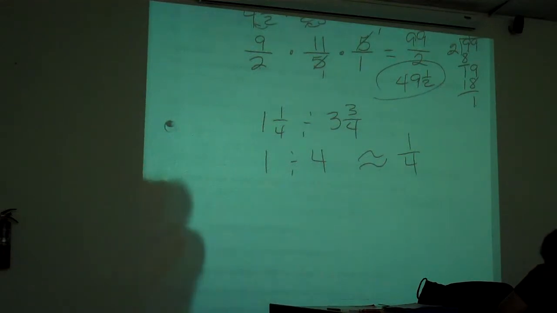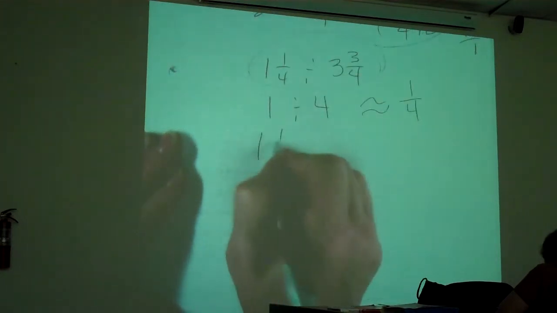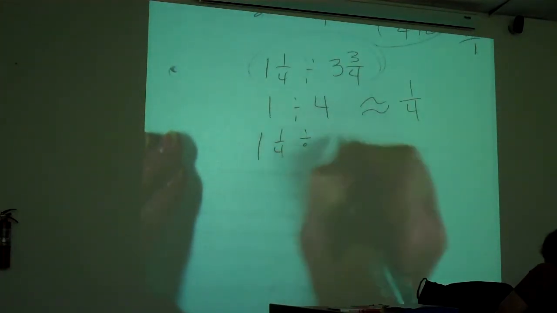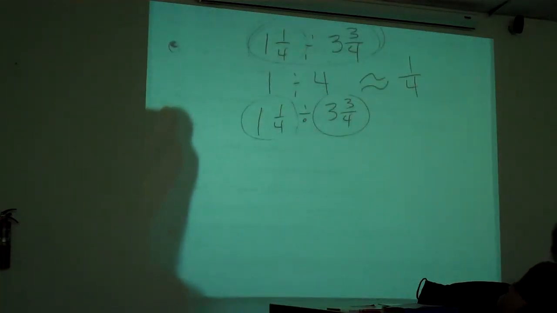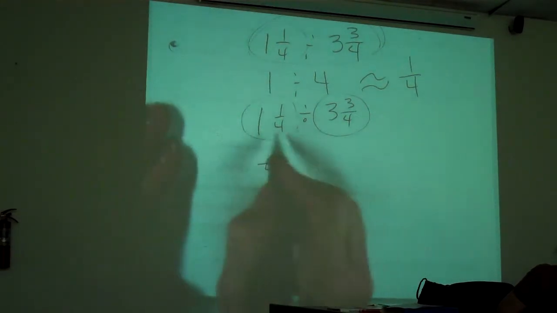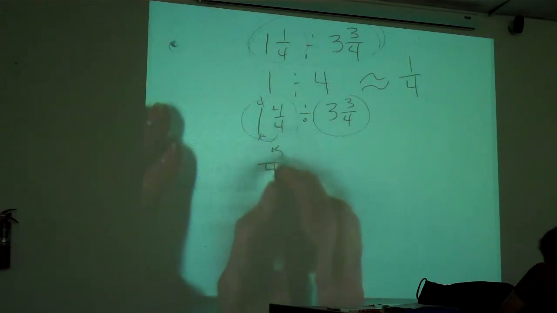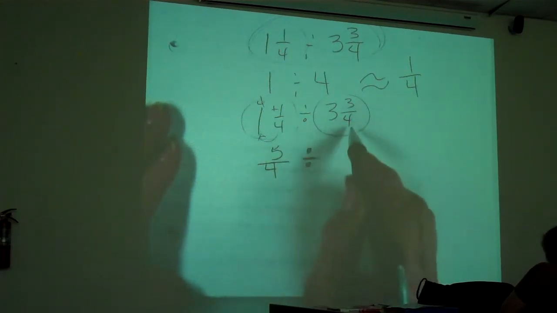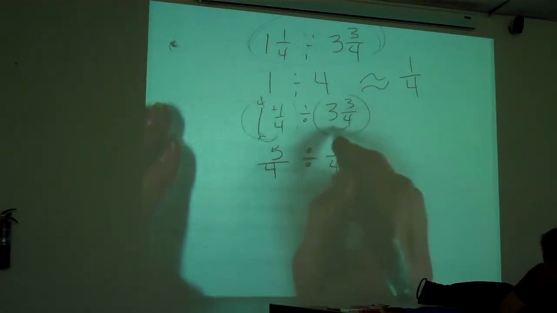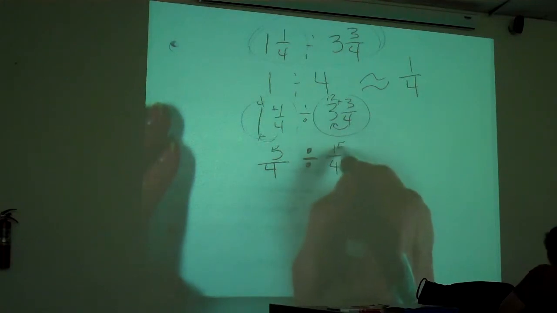Now let's do the exact. Let's do this whole thing, the exact thing. 1 1/4 divided by 3 3/4. This thing needs to be turned into improper. 4 stays down here. 4 times 1, 4 plus 1 is 5. Leave the division sign. We're not ready to change it yet. 4 stays there. 4 times 3 is 12. 12 plus 3 is 15.